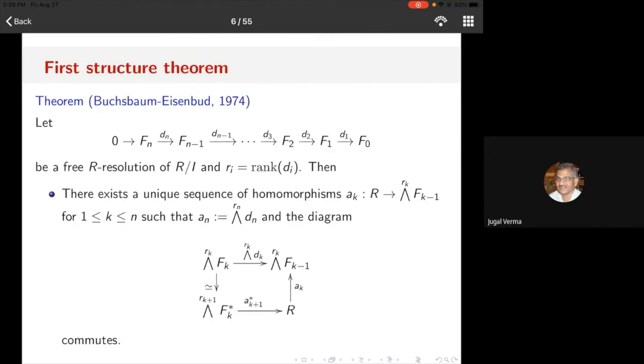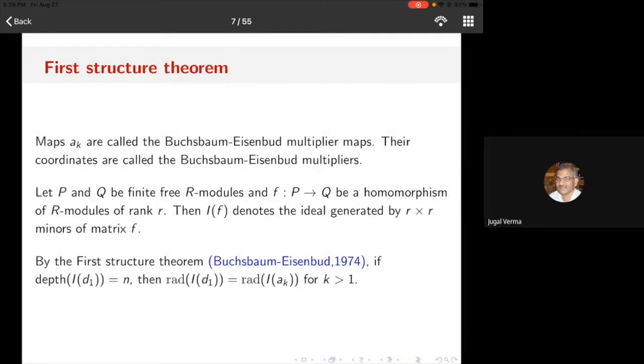In that case, this keeps the last previous map, which we see as a consequence of Hilbert-Burch. So this map AK plays a very crucial role in defining the spinors on codimension 4 Gorenstein rings. This map AK is said to be the Buchsbaum-Eisenbud multipliers map, and the coordinates of the map AK we call the Buchsbaum-Eisenbud multipliers. So we define a term called I.